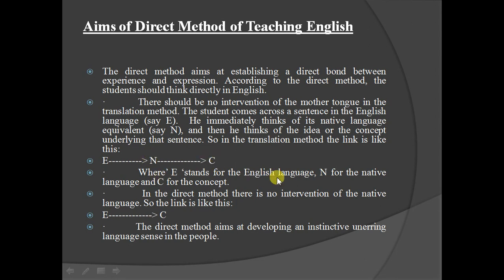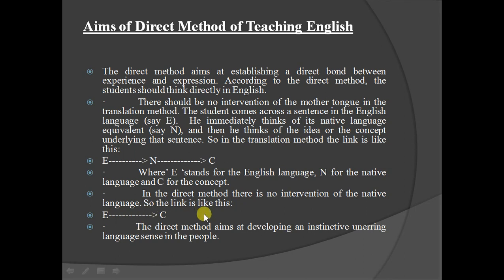So this involves translation of the target language into your native language and then grasping the concept behind that sentence. E stands for the English language, N for the native language, and C for the concept. In the direct method, there is no intervention of the native language, so the thought of the sentence is directly linked and you get the concept from the sentence or the ideas that have been expressed. So it is not translated into your mother tongue. And this is developed through practice. It could only be mastered once you start using a target language for communicative purposes rather than translating a target language into your mother tongue and then getting the concept.